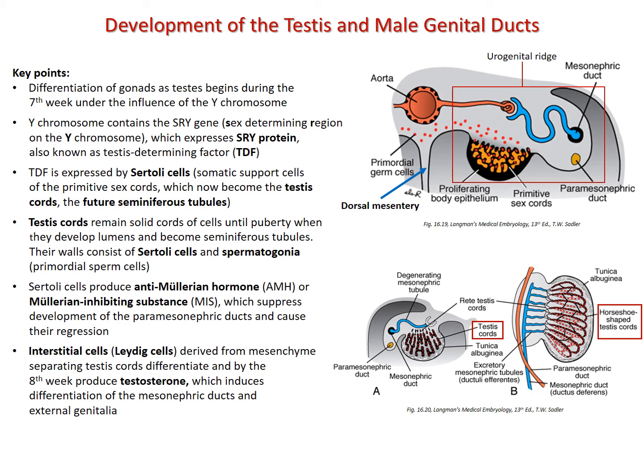Sertoli cells produce anti-Mullerian hormone, or Mullerian inhibiting substance, which, as the name suggests, suppresses the development of the paramesonephric ducts and causes their regression. Mesenchyme, separating testis cords, differentiates into interstitial cells called Leydig cells. By the 8th week, these cells produce testosterone, which induces differentiation of the mesonephric duct system and the external genitalia.